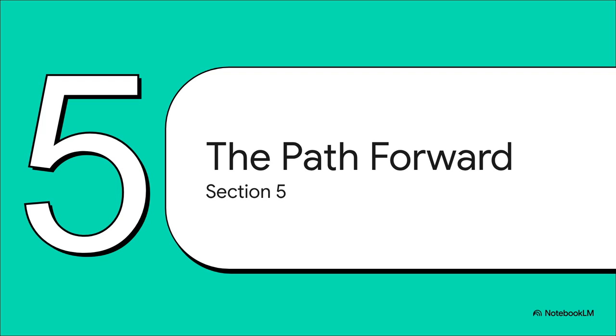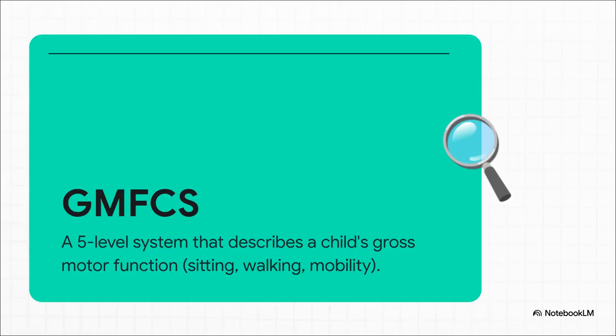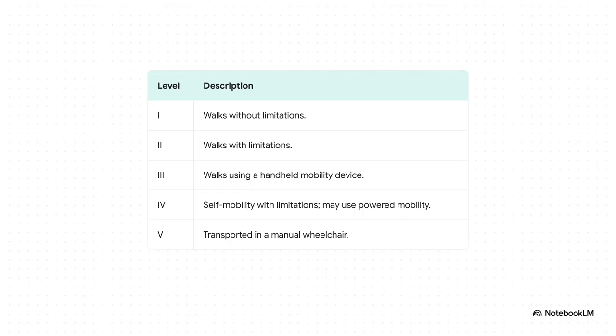So finally, with a care plan in place, how do we understand the path forward? To help families and medical teams communicate clearly about mobility, the medical community uses a standardized system. And this isn't about predicting the future, but about classifying a child's functional ability in a consistent way. That system is called the GMFCS, or Gross Motor Function Classification System. And a really important distinction here is that this is not a prediction of what's to come. It's simply a clear, shared language to describe a child's current mobility, which helps everyone on the care team stay on the same page.